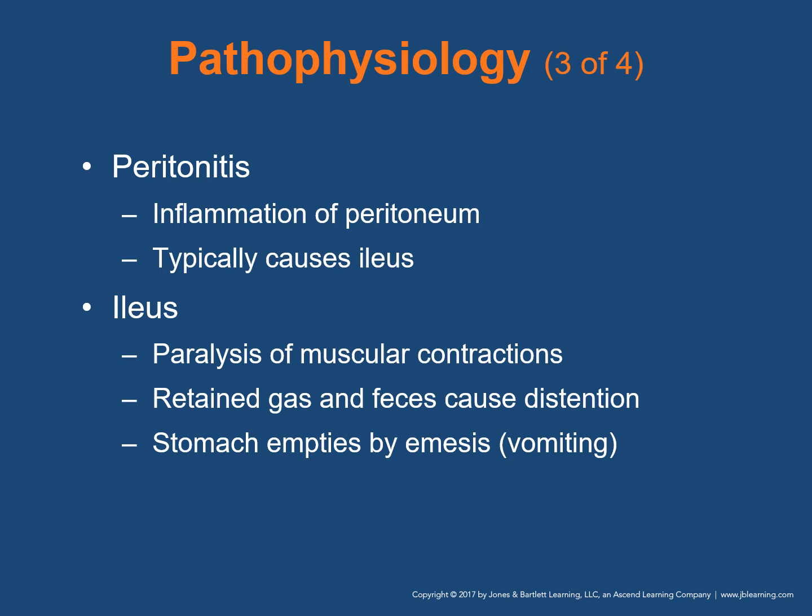As I said, peritonitis is inflammation of the peritoneum, which then normally causes ileus. All these new words. So if you have peritonitis, you increase your risk of ileus, which is paralysis of the muscular contractions. So if my muscles can't contract, I'm then not allowing peristalsis to occur. I'm going to retain gas and feces, which is going to cause distension. And instead of the stomach emptying into the intestines as the normal digestive process goes, the stomach, which needs to empty, is going to empty through vomiting.